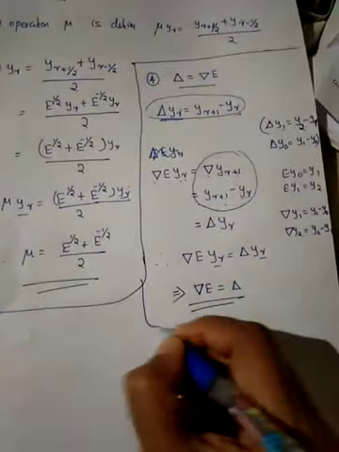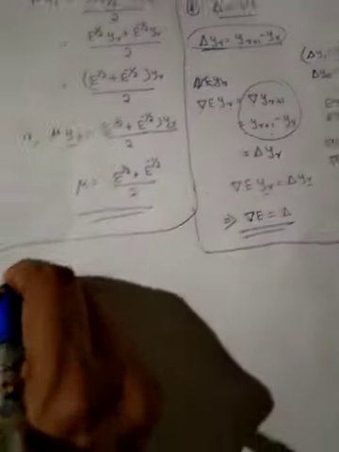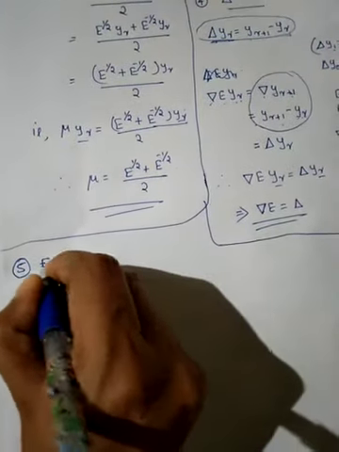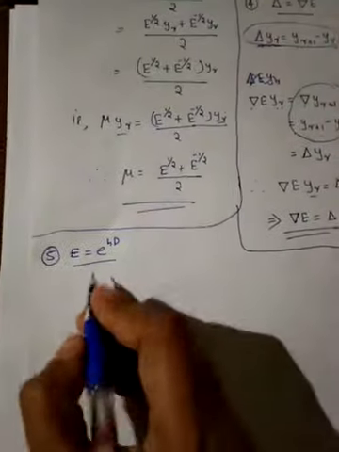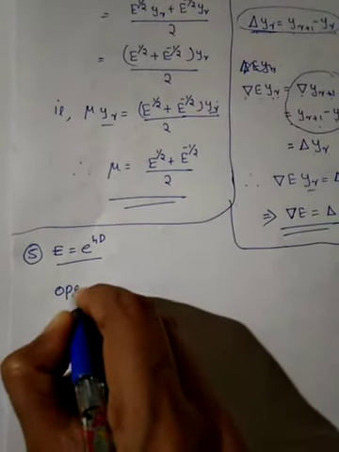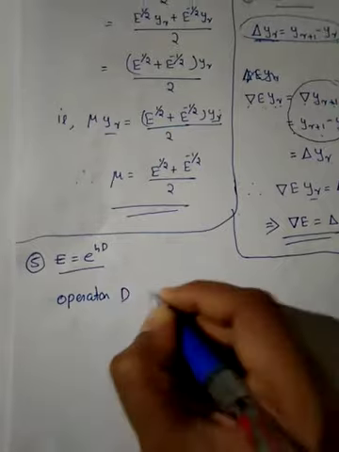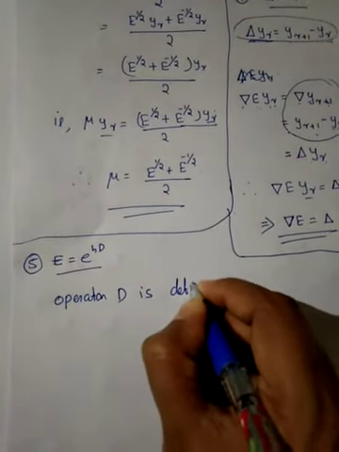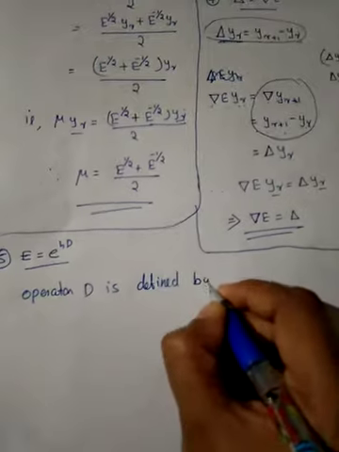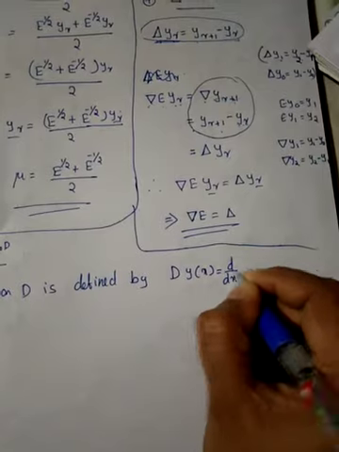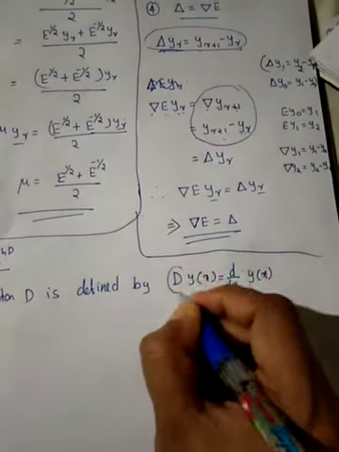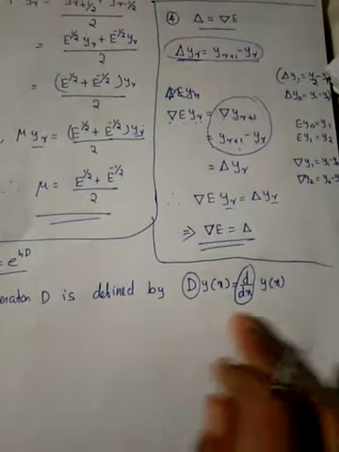Okay, then next we can prove the fifth result. The fifth result is E equal to e raised to hD. Before proving this result, we need to define the operator D. It is defined by Dy(x) equal to d/dx of y(x). That is, D means derivative.